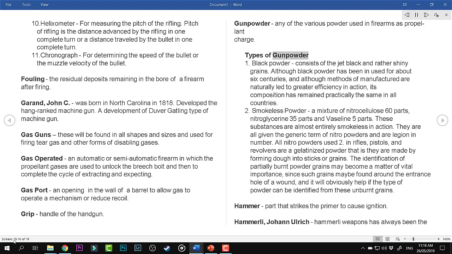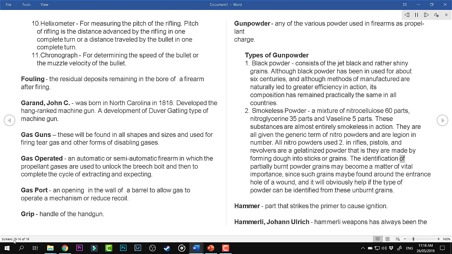Types of gunpowder. 1. Black powder, consists of jet black and rather shiny grains. Although black powder has been in use for about 6 centuries, and although methods of manufacture have naturally led to greater efficiency in action, its composition has remained practically the same in all countries. 2. Smokeless powder, a mixture of nitrocellulose 60 parts, nitroglycerin 35 parts, and Vaseline 5 parts. These substances are almost entirely smokeless in action. They are all given the generic term of nitro powders and are legion in number. All nitro powders used in rifles, pistols, and revolvers are gelatinized powders, that is, they are made by forming dough into sticks or grains.